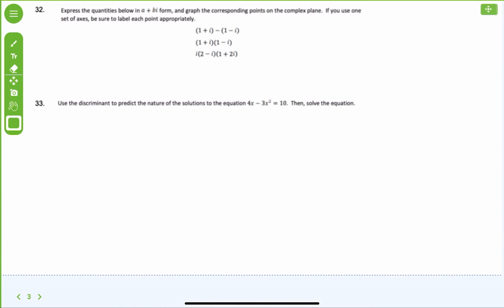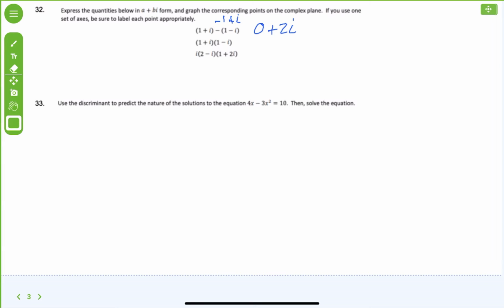All right, 32. Question 32 says, express the quantities below in a plus bi form, and graph. So if we do the first one, let's go ahead and do the distributive property here. This would be -1 plus i. So 1 minus 1 is 0, i plus i is 2i. So that'd be 0 plus 2i.